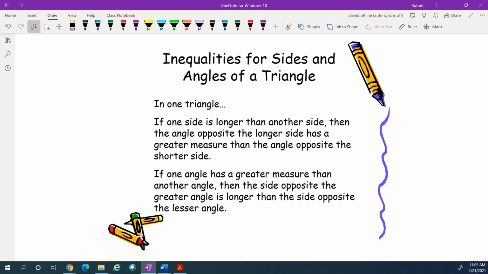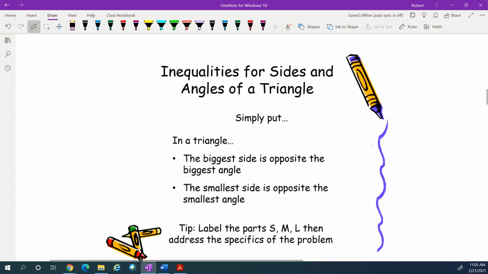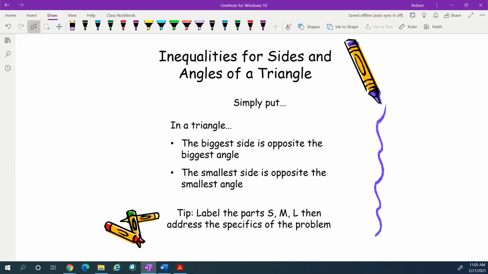Textbook language, it's a little clunky. If one side is longer than another side, then the angle opposite the longer side has a greater measure than the angle opposite the smaller side. You can certainly read over that. Obviously, our goal here is to simplify things. So let's try to keep it simple. In a triangle, the biggest angle is opposite the biggest side. The smallest angle is opposite the smallest side, right? So we create relationships among angles and sides that are opposite of each other.